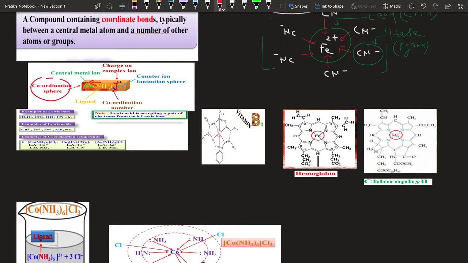This electron acceptor species, which is accepting electrons from the donor group, is the central metal atom. This is the electron donor group, which is referred to as what? Ligands. The bond between metal and ligand is a coordinate bond, and the number of coordinate bonds formed between metal and the ligand is referred to as the coordination number. The ion which is ionizable and gives its confirmatory test is referred to as the counter ion or ionization sphere.